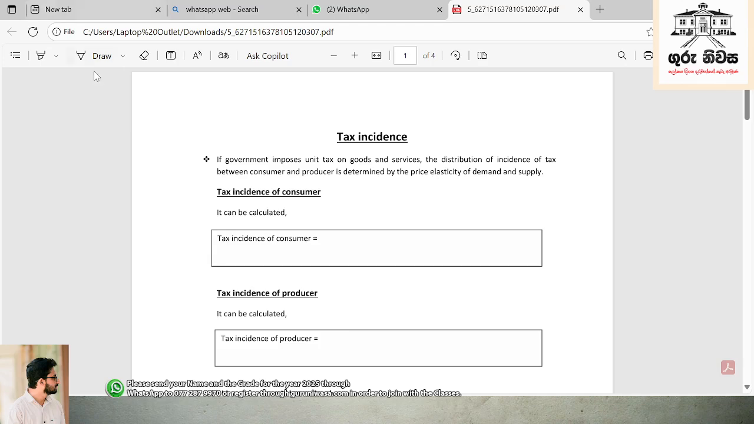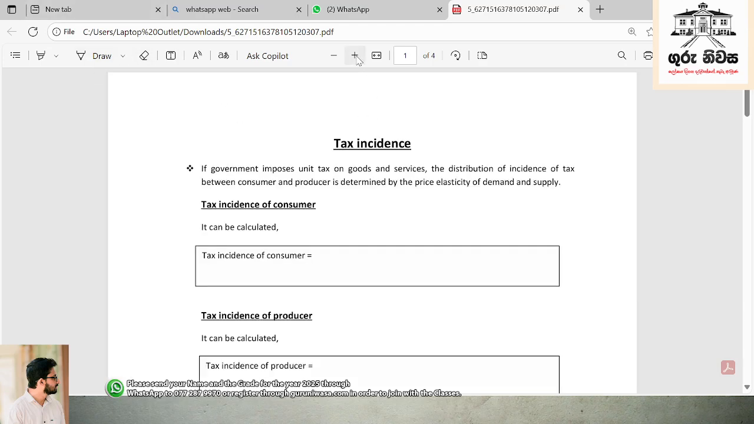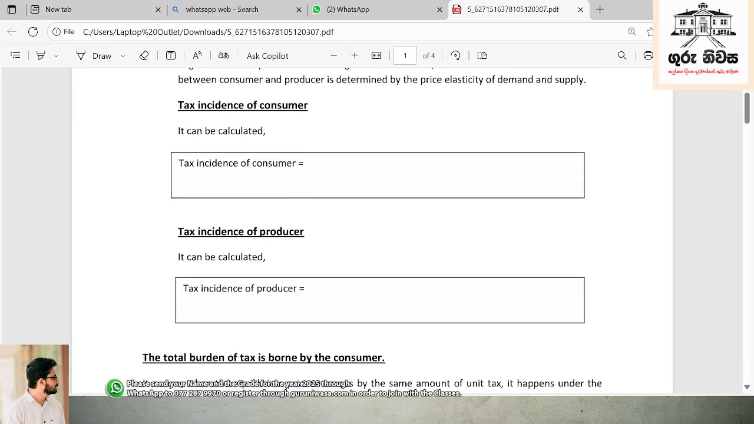Right. Tax incidents. Lamai, can you see the screen I'm sharing? Yes.